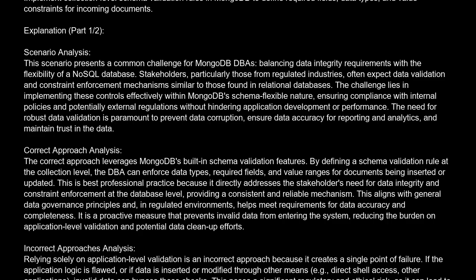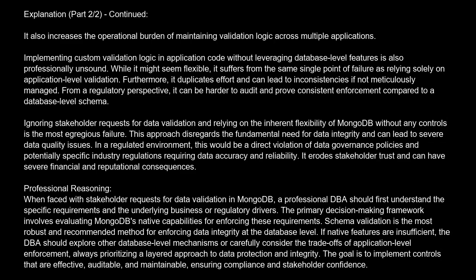Incorrect approaches analysis. Relying solely on application-level validation is an incorrect approach because it creates a single point of failure. If the application logic is flawed, or if data is inserted or modified through other means, e.g., direct shell access or other applications, invalid data can bypass these checks. This poses a significant regulatory and ethical risk, as it can lead to inaccurate reporting, non-compliance with data quality standards, and potential legal repercussions if the data is used for critical decision-making or regulatory submissions. It also increases the operational burden of maintaining validation logic across multiple applications.